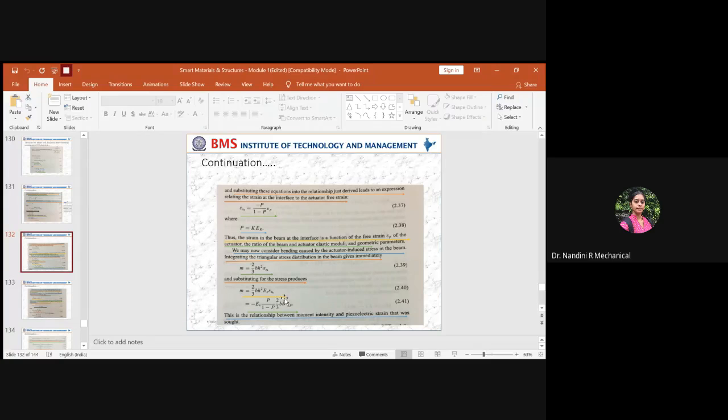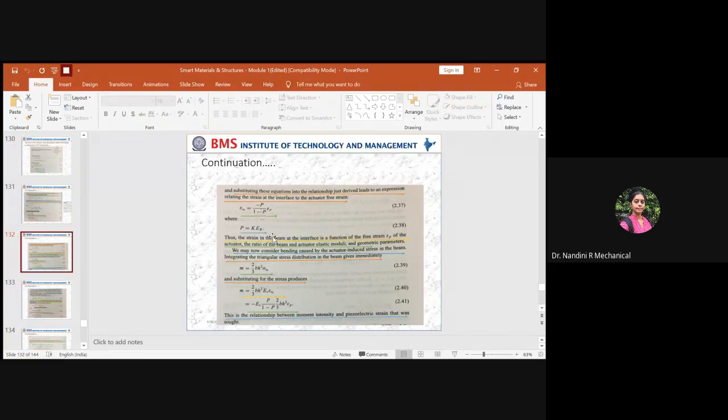Now this is the equation. In this equation, we have to substitute some parameters. What do you substitute? You have to substitute for the stresses which are being produced. The stresses produced are shown over here. The stress across the structure is minus P upon 1 minus P into the free strain. That value we will now replace here. 2 by 3 is constant. B remains the same. H square remains the same. ES remains the same. Only the strain across the structure will be replaced by this value.